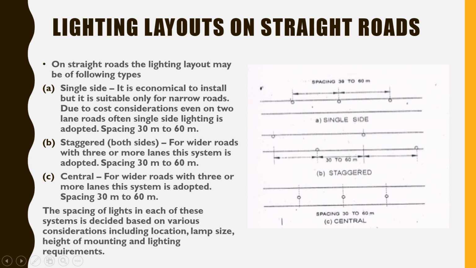Now, the spacing of lights in each of these systems is decided based on various considerations. What are these considerations? These are location, lamp size, height of mounting, and lighting requirements. How we will find this spacing will become clear when we solve one numerical on it.